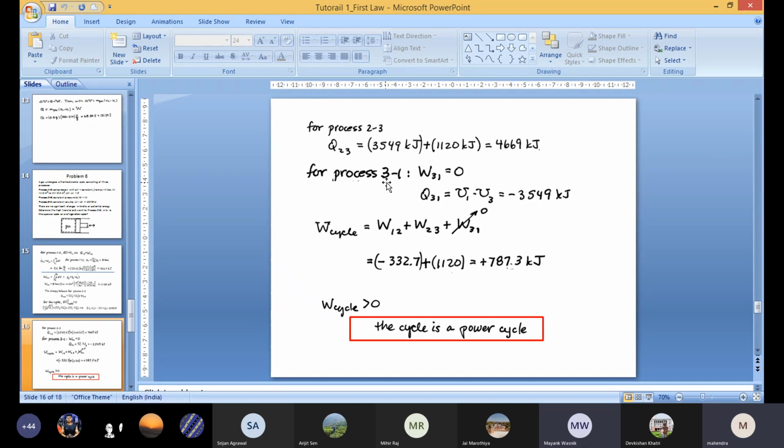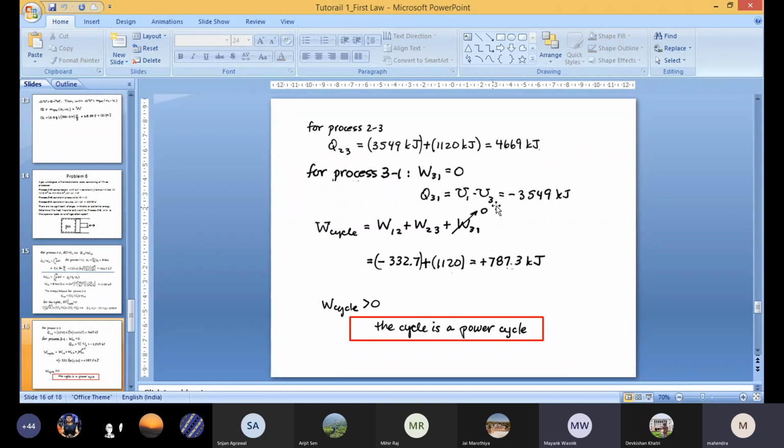What is this process 3, 1? Process 3, 1 is an isochoric process, that means a constant volume process. In case of a constant volume process, since volume is maintained constant, piston movement is 0. Once piston movement is 0, there is no displacement, there is no work. That is the reason this work is 0.